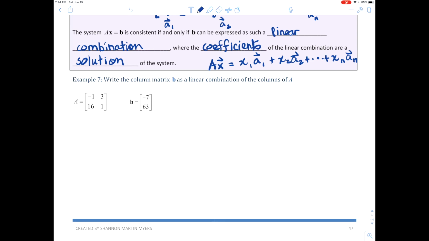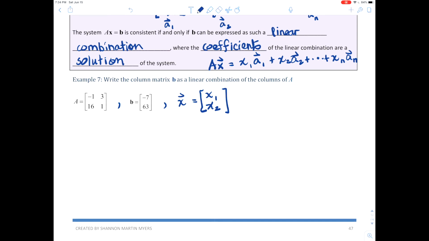All right, so now example 7, let's take a look at this guy. We want to write the column matrix B as a linear combination of the columns of A, if possible. So we have our A, we have our B. Let's go ahead and write our X matrix. So how many variables would we have? Beautiful. We would have X1 and X2, or X and Y if you want to do it like that.